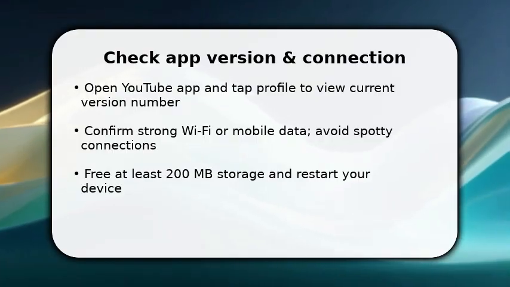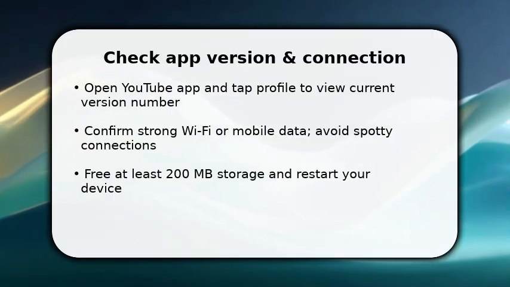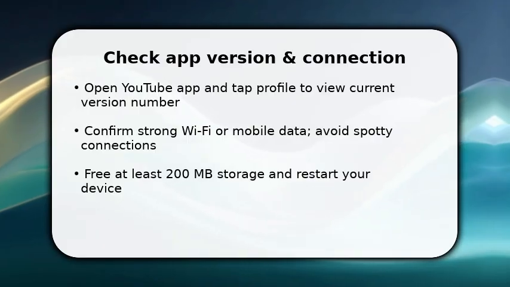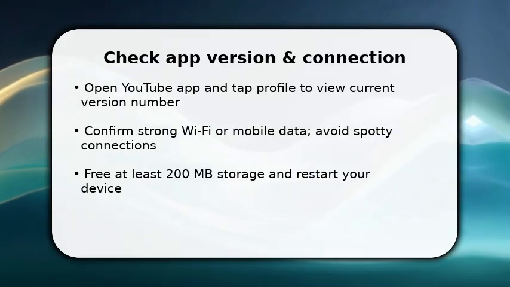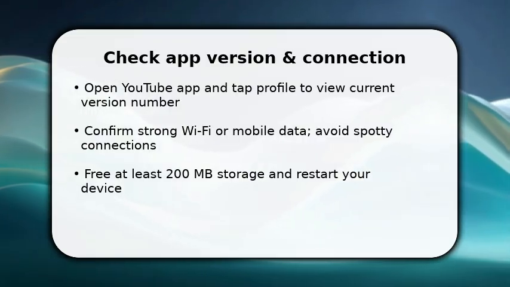You start by confirming what version of YouTube you have and that your internet is stable. Open the app, tap your profile, and note the version. This tells you whether an update is available. Once done, make sure your device has enough free storage and reboot it.